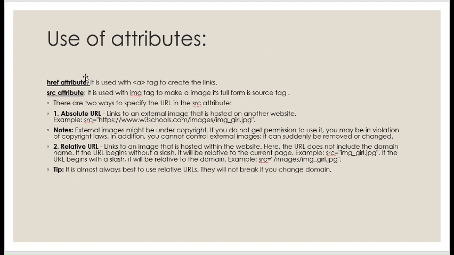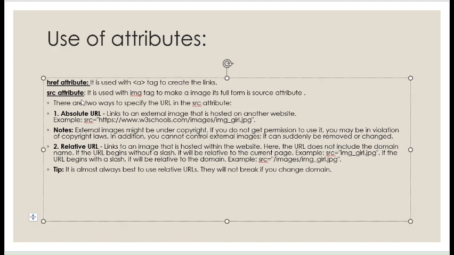The href attribute is used with the a tag to create links. Next we have the src attribute, short for source. It is used with the image tag to display an image. There are two ways to specify the URL in the source attribute.